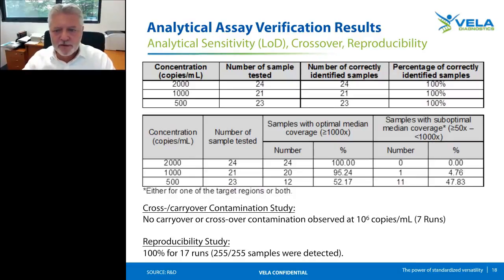So what's shown here is data on the determination of the analytical sensitivity limit of detection, and as you can see in the upper part of the table, when you look at 2,000 and 1,000 copies per milliliter, we have 100% detection in these experiments. Even if you go down to 500, you still have a 100% detection rate. When you go here, samples with suboptimal median coverage, meaning 50 to 1,000, you see a little bit of a drop at the level of 1,000 copies by 5%, and a higher one at 500. So we're recommending in our assay a threshold LOD of 1,000 copies per milliliter. You can actually lower, but the statistical significance or reliability then decreases.